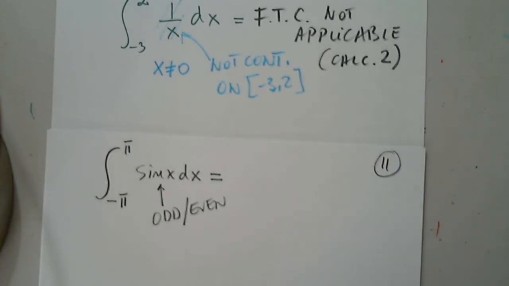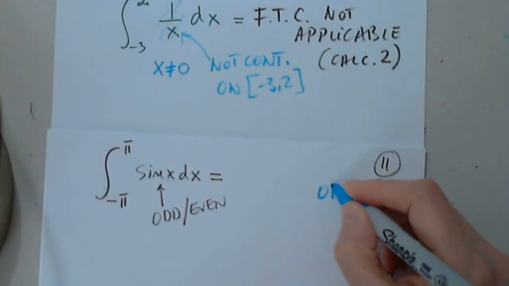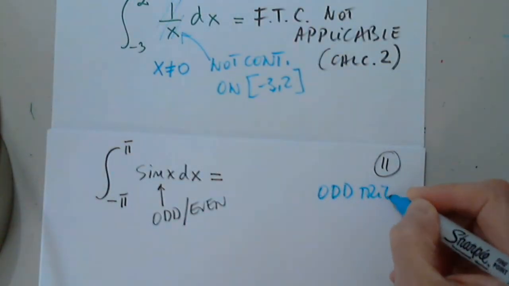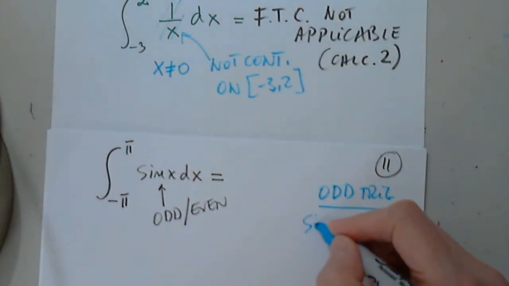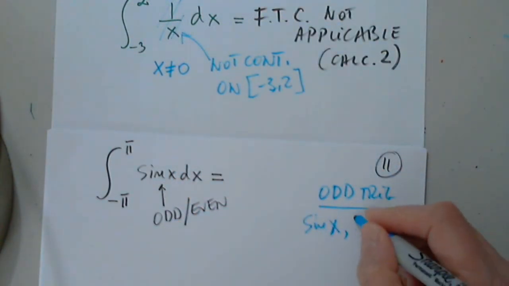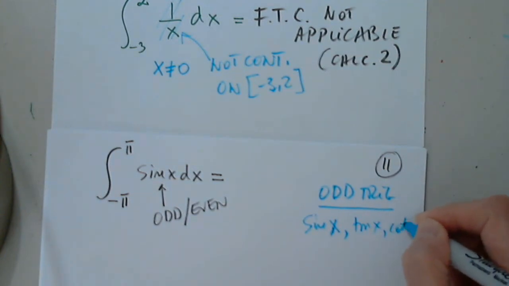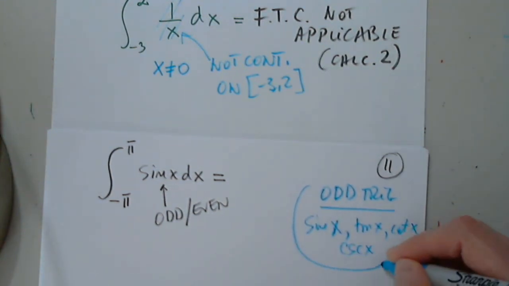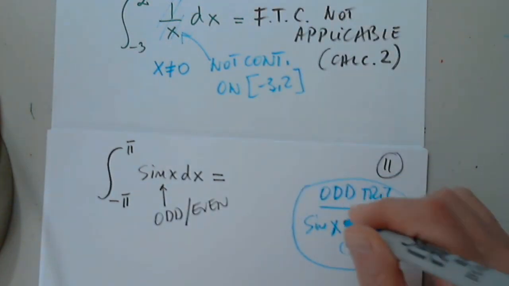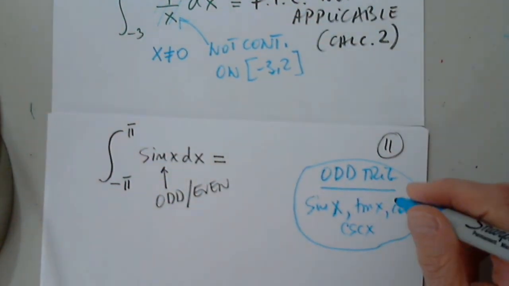Which trig functions are odd? Sine. Yes. So odd trig functions: anything that has sine in it. Sine x, tangent x, cotangent x, and cosecant x. Anything that has sine in it is odd.